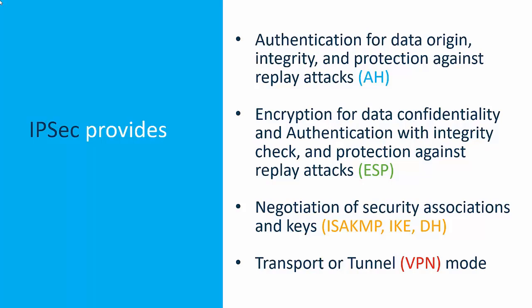IPsec also provides encryption for data confidentiality, for keeping our data private, as well as authentication with integrity checks and protection against replay attacks. ESP, or encapsulating security payload, can provide us with those things. That's also part of IPsec. IPsec also provides us with negotiation of security associations and keys through ISAKMP, IKE, and Diffie-Hellman, or DH. IPsec has two modes: transport mode or tunnel mode. Tunnel mode is what's used in VPN tunnels.